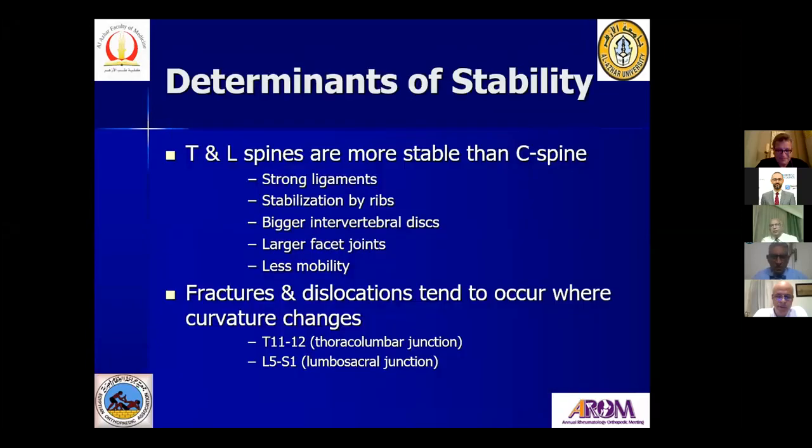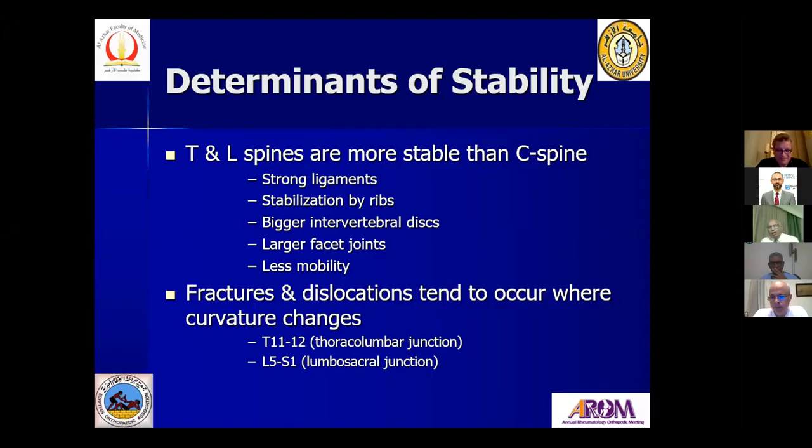So determine the stability of the dorsolumbar spine. It is very important. It is more stable than the cervical spine. Why is the lumbar dorsal spine stable? Because it has strong ligaments, and it has stabilization by the ribs, very important. Bigger intervertebral discs, large facet joints, and it is mobile. Fracture and dislocation tend to occur where the curvature changes.